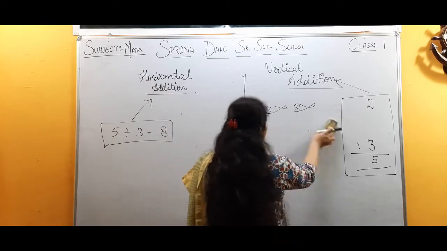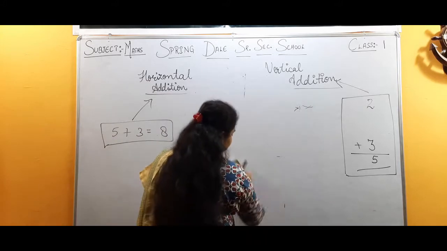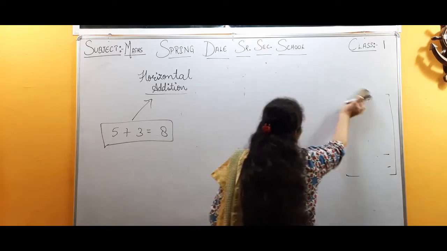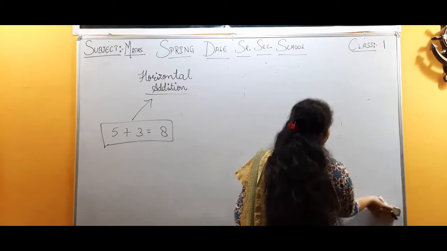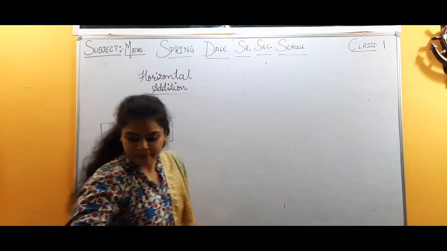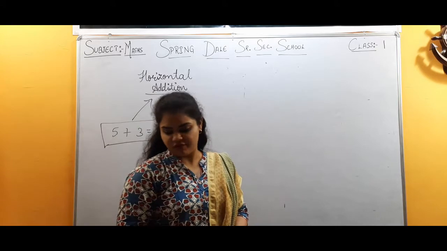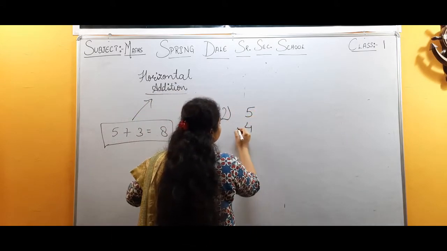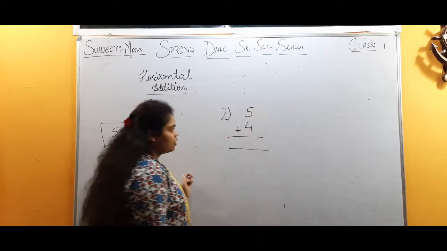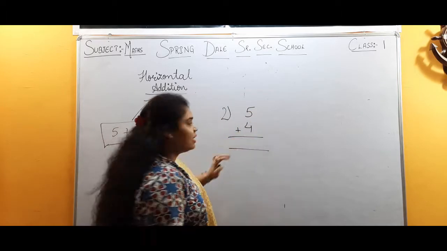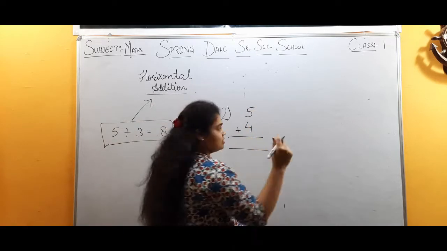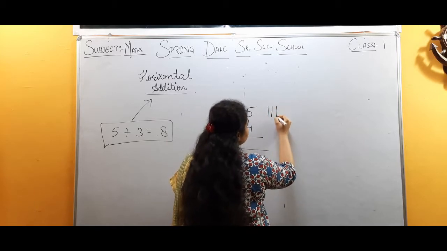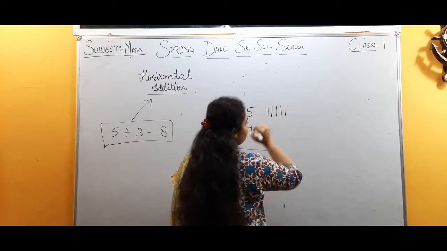I will tell you how you have to do the questions. The questions are given in the vertical addition type. Okay. First is done for us. Second we have to do. In 2 we have 5 and 4. We have to add both the numbers. Now how you will add? We will add by making the lines. Here is 5. We have to make 5 lines. 1, 2, 3, 4 and 5.